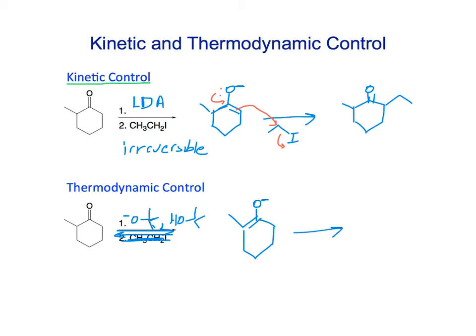Okay, and then we add our alkyl iodide, and now the second one will go to the more substituted side. So we get a methyl and an ethyl at this position. Okay?